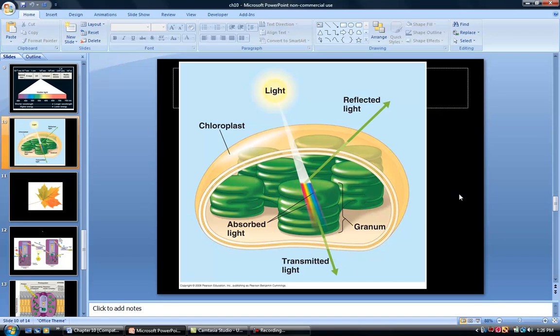Okay, so in the next part we're going to get into the light reactions and the dark reactions and talk about how those actually work.